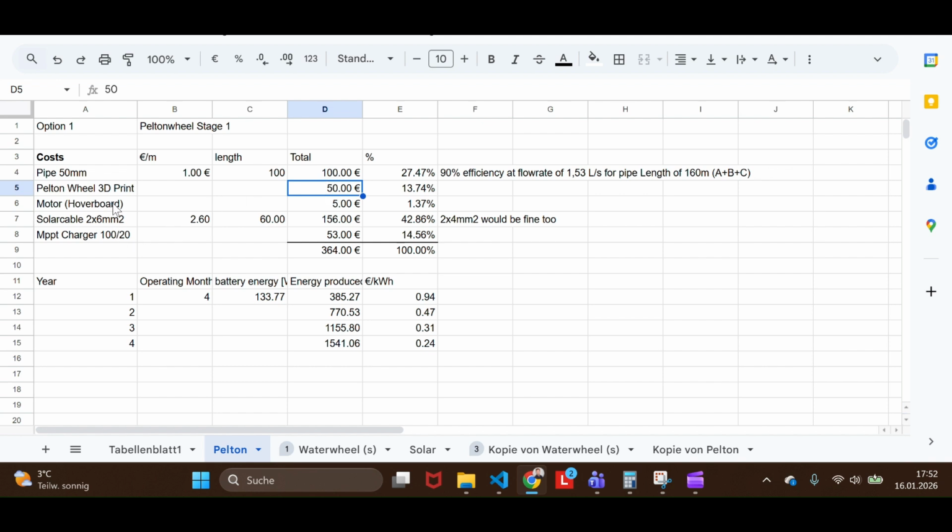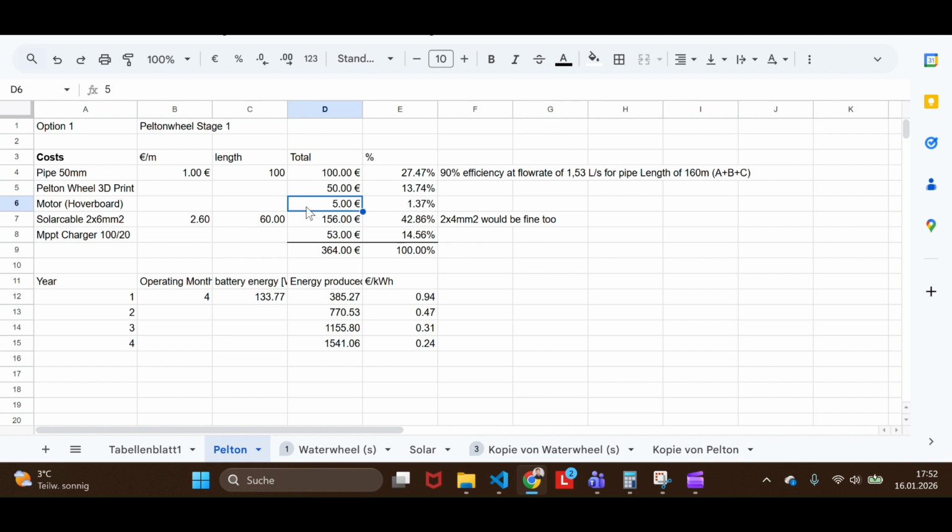Next up, we have the hoverboard motor. You can get them second-hand for free most of the time. Only the battery or some other things inside died. So you can buy a broken one and probably the motor is still intact. You get 2 motors for around 10 euros. Use only one, so it's 5 euros right here.